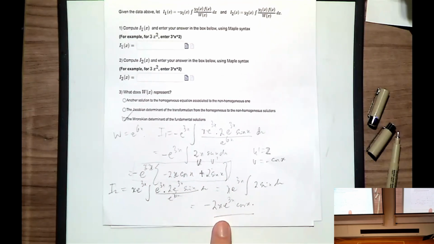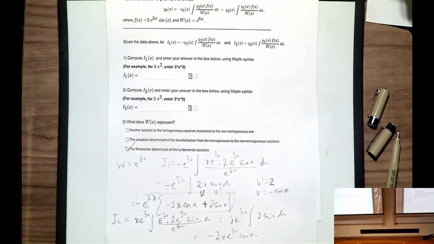Probably the one that I haven't discussed in class very much is the third one. What does w of x represent? Well, it's the Wronskian. It's basically a determinant. Let me see if I've got the answer to that. No, I don't have the answer. But anyway, that's how I did it.